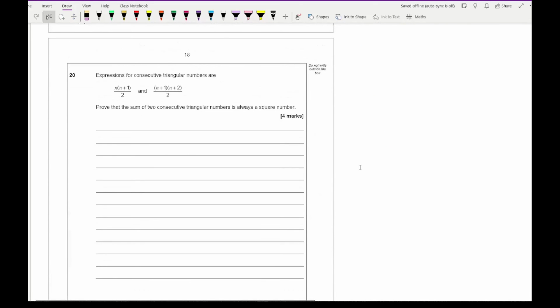The next question, question 20, says expressions for consecutive triangle numbers are given as shown. The question is asking us to prove that the sum of two consecutive triangle numbers is always a square number. Now the word sum means add, so what I need to do is add these two algebraic fractions together. So I've got n plus 1 over 2 plus n plus 1, n plus 2 all over 2. Because I've got a common denominator, I can just add the two numerators together, so I've got n plus 1 plus n plus 1, n plus 2 all over 2.